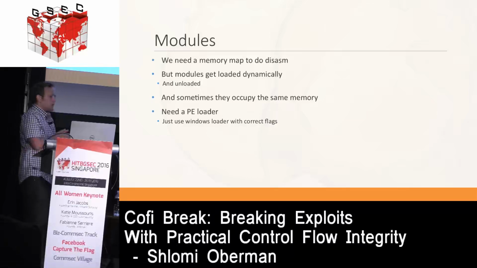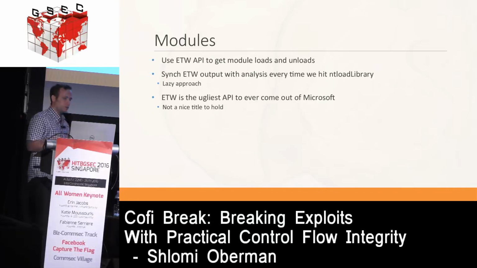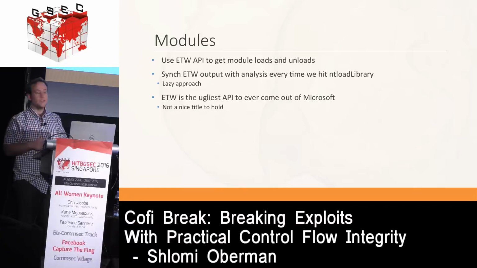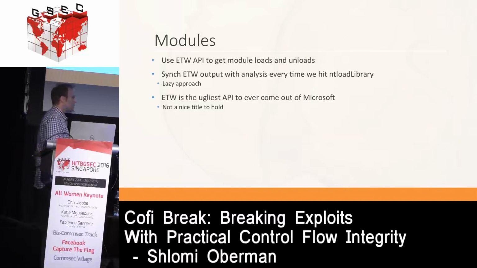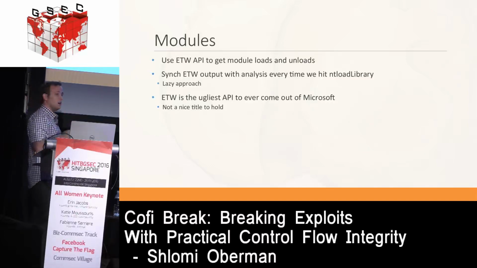Okay? Next, we have to deal with modules. As I said, we need a memory map to perform this disassembly. We need to know what we have at each address in order to be able to perform that disassembly step. However, obviously the memory map in any modern operating system does not stay constant throughout the life of a program. Modules get loaded and unloaded. Often they get loaded and unloaded at the same addresses or in overlapping addresses. And so we have to have a way to, A, get module loading and unloading, and B, sync module unloading and loading to the trace.